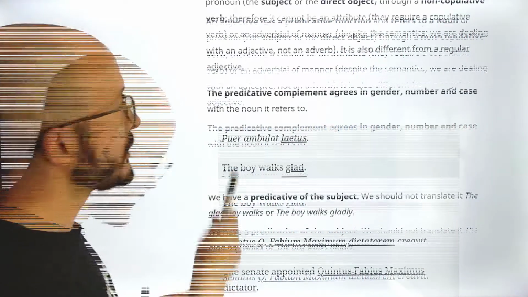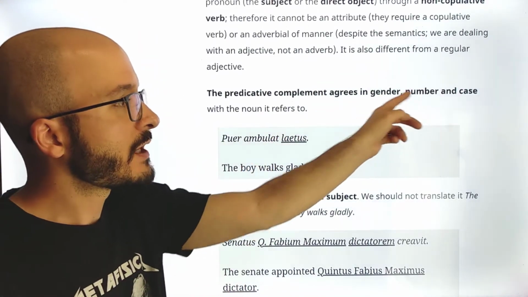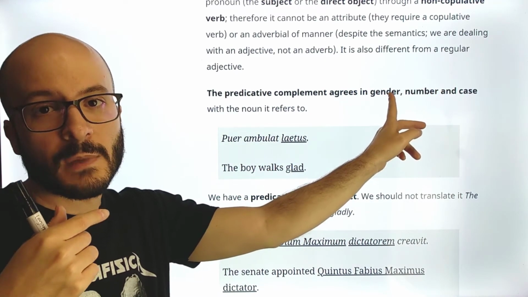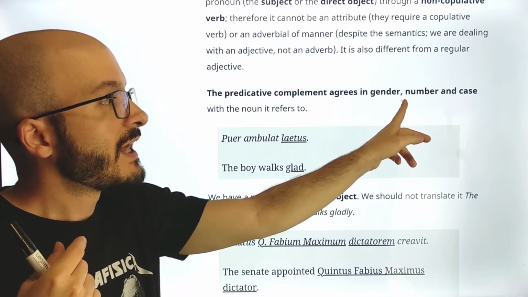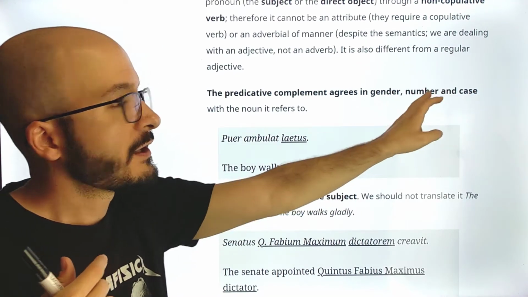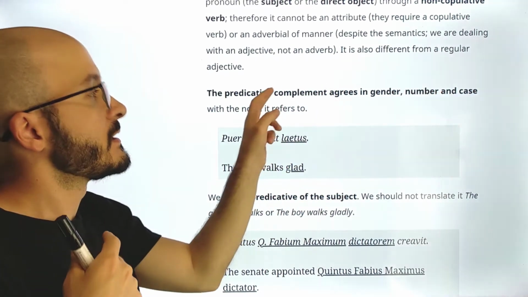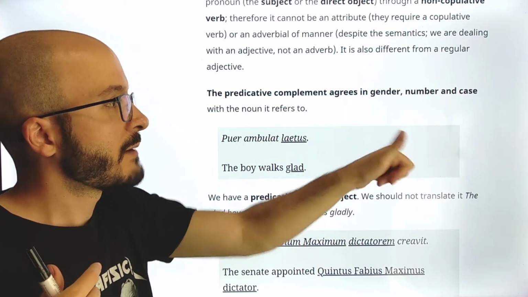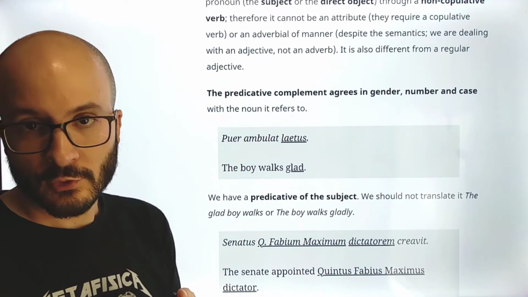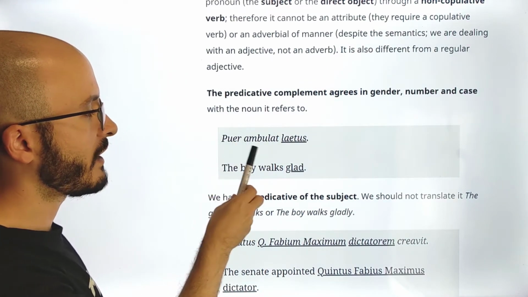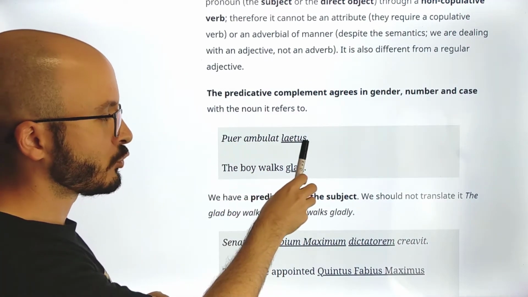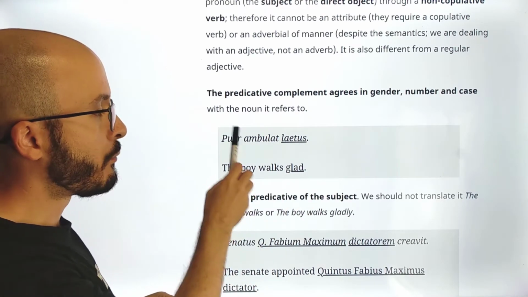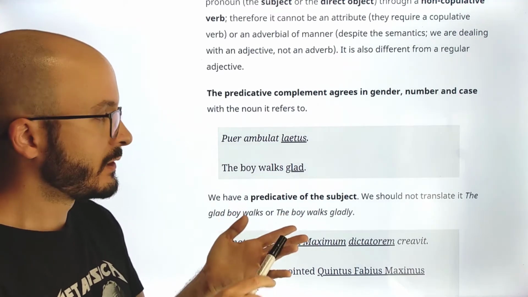The predicative complement agrees in gender, number, and case. Remember that, for example, in the previous class with the apposition, we were saying that the case is obligatory, but the gender and number not necessarily. Here, yes, the predicative complement agrees in all three things: gender, number, and case with the noun it refers to. So for example, imagine that we have puer ambulat laetus. The boy walks glad. So here we have puer, which is nominative, masculine, singular.